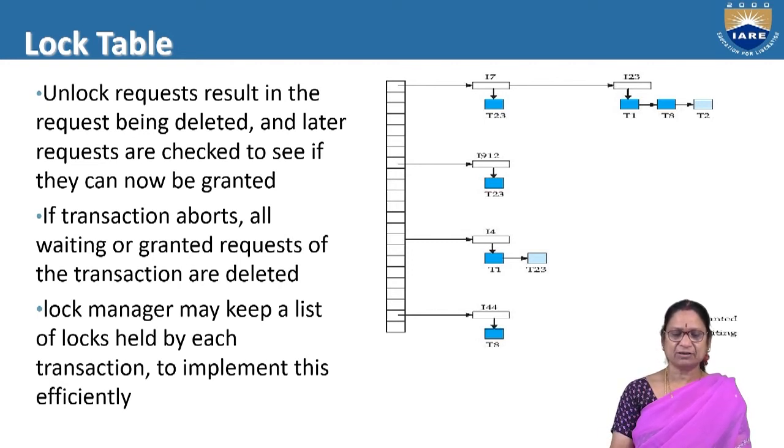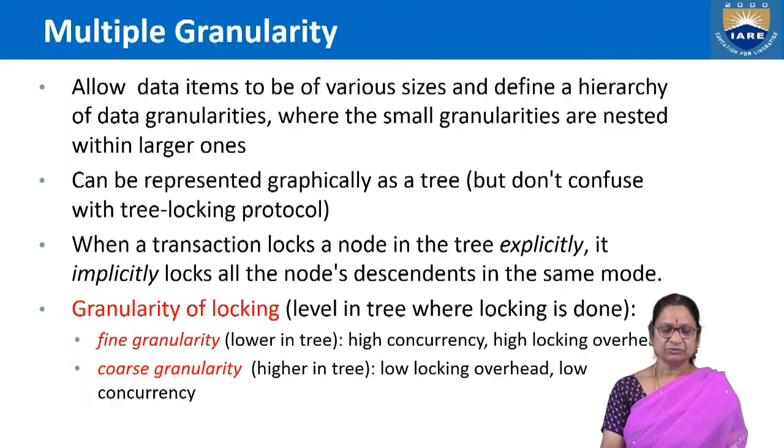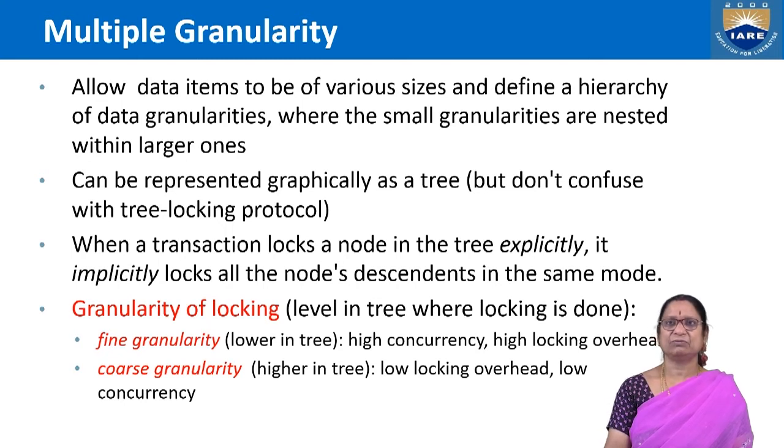When a transaction aborts, all waiting or granted requests of the respective transaction are automatically deleted. The lock manager also keeps a list of locks held by each transaction, so that the lock implementation will be very efficient. It maintains separate tables of which transactions are holding which locks. So when any other transaction requests a particular data item, it will check whether the lock was released or not, so that it is implemented effectively.